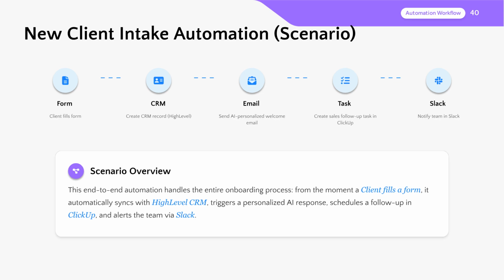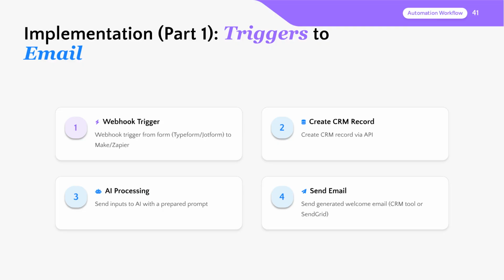The new client intake automation begins when a client fills a form. It then automatically creates a CRM record, sends a personalized AI welcome email, creates a follow-up task, and notifies the team in Slack. The implementation begins with a webhook trigger from a form like Typeform or Jotform, which sends data to an automation tool like Make or Zapier.